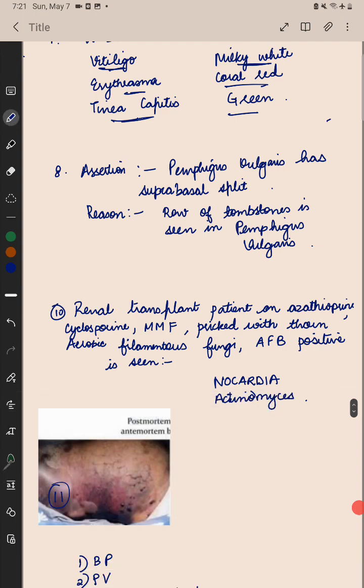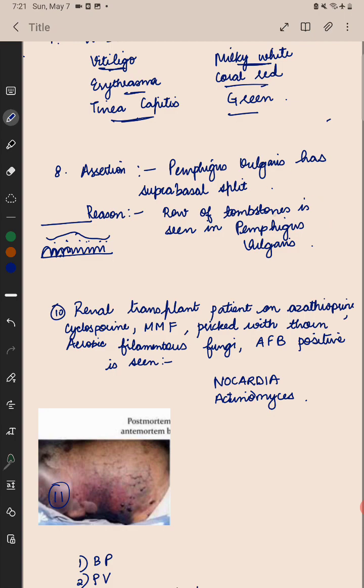Then there was a question. Pemphigus vulgaris has a suprabasal split, that was the assertion, and row of tombstones is seen in pemphigus vulgaris. Suppose this is the epidermis. If you have a split just above the basal layer like this, obviously you'll see row of tombstones. But the row of tombstones does not explain why we have a suprabasal split here. So both the statements are true, but the reason does not explain the assertion.